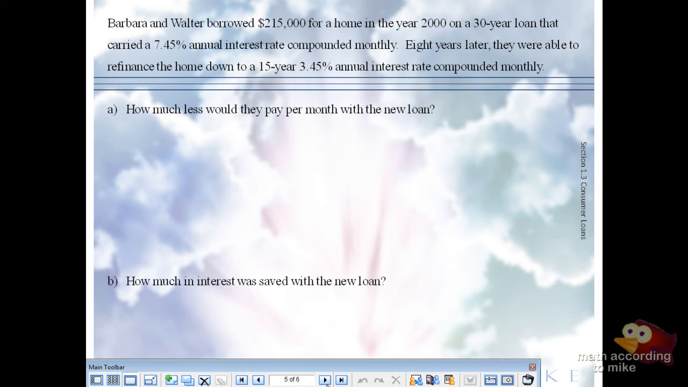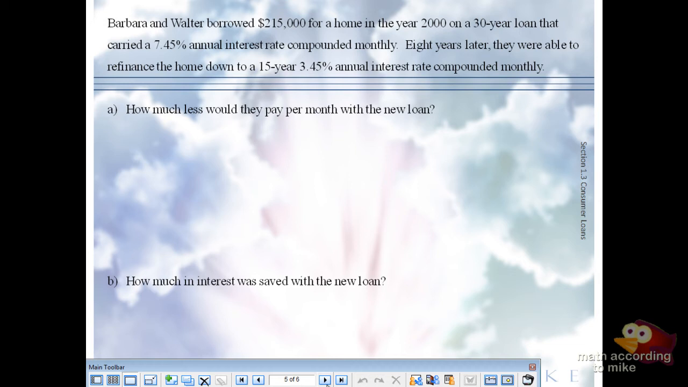I want you to think about what we need to find, because that's going to dictate what formulas we use and in what order. So what do you think we need for part A? In fact, we needed it a couple times, because we needed first to figure out what they were paying on their old loan, and then how much they were paying on their refinance loan. However, there's something in the middle that we need. What other formula do we need?